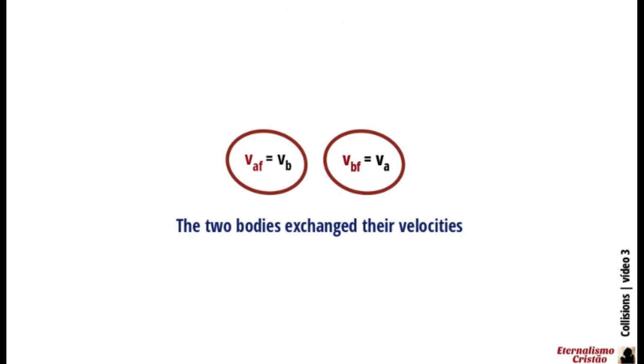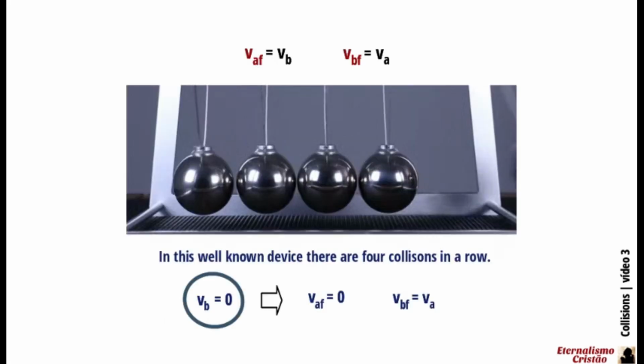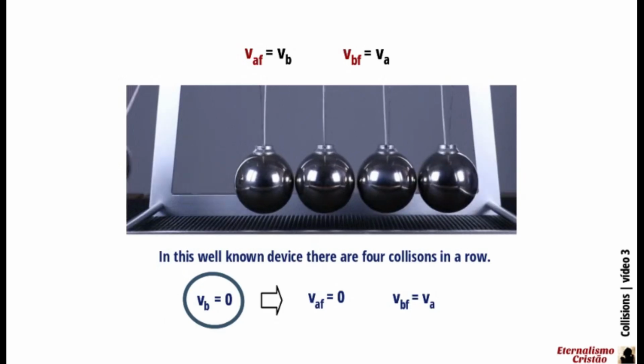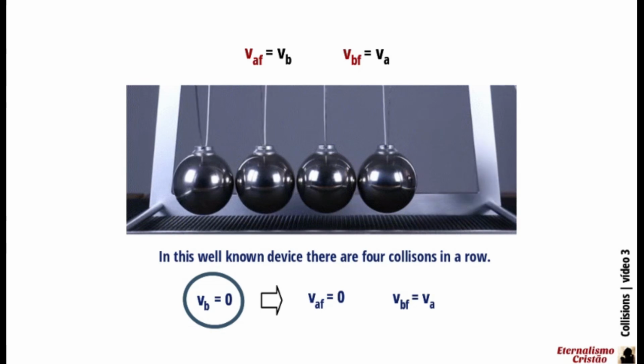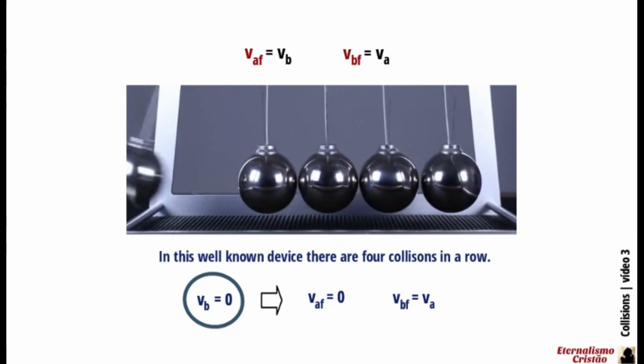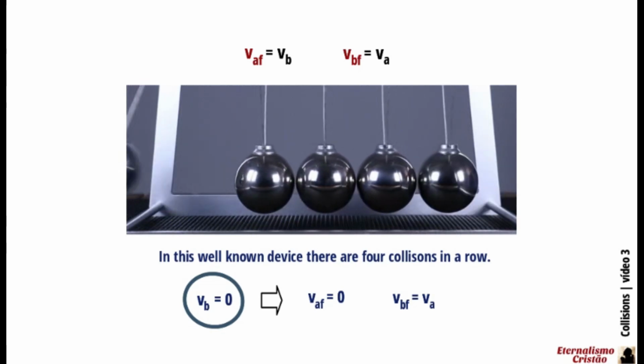We see that two bodies with equal masses, during a perfectly elastic collision, exchange their velocities. The so-called Newton's cradle demonstrates what we found. Note that, in the shown device, there are 4 collisions in a row.